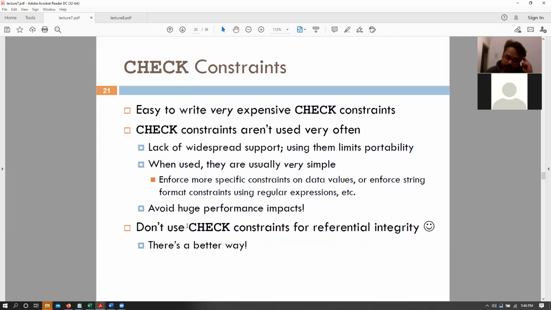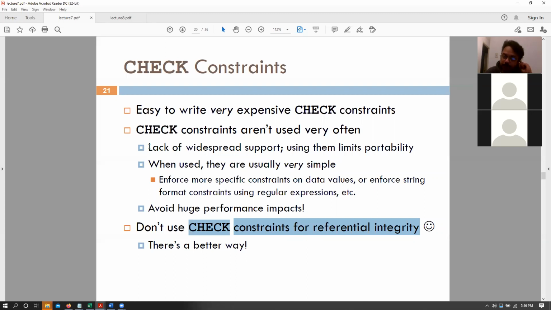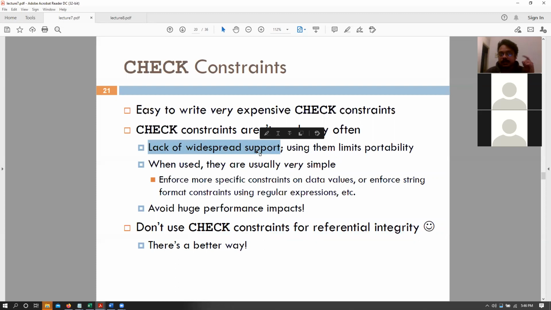So as I said, don't use check constraints for referential integrity. There is a better way, that's foreign keys. We are going to talk about that right now. But essentially, remember that, as I said, MySQL did not support check constraints for a long time. And that also means that it limits your portability, right? So always remember to check whether the database system you're using actually allows constraints like check constraints. And it doesn't only apply to check constraints, it also applies to other things as well.